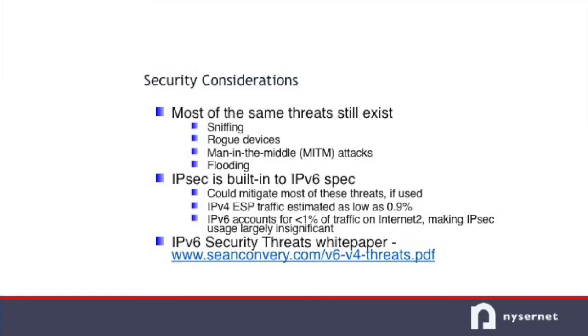There are still some of the same threats in v4 as there are in v6. You can sniff. There are actually more types of rogue devices in v6 than there are in v4. There are definitely man-in-the-middle based attacks. You can do flooding. All of those types of attacks are available in v6, including the higher level ones like phishing, which are the ones that everyone really sees these days anyway. That has nothing to do with the IP layer.